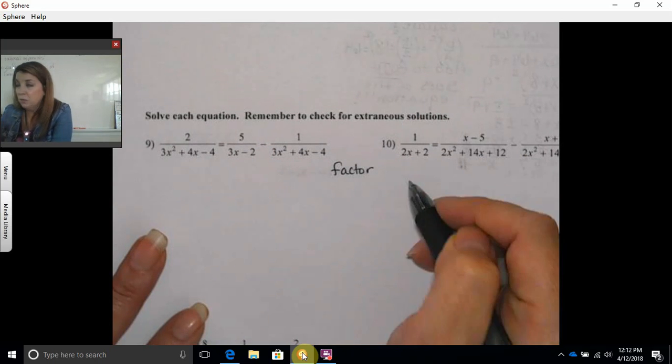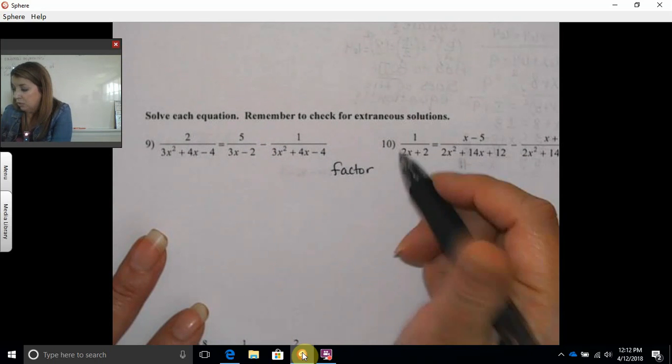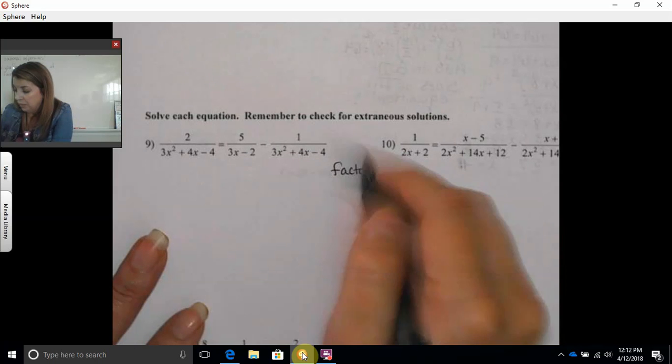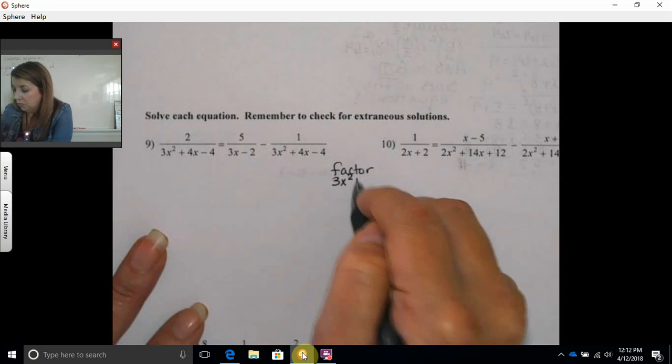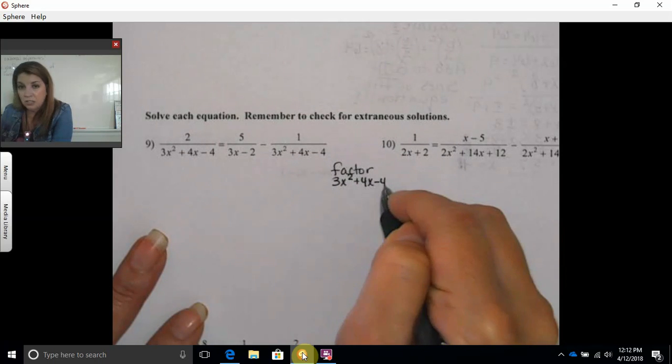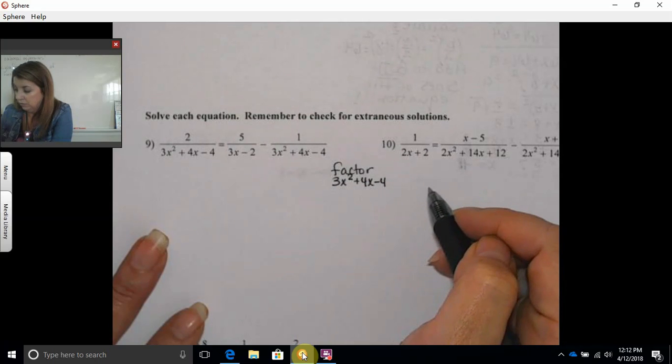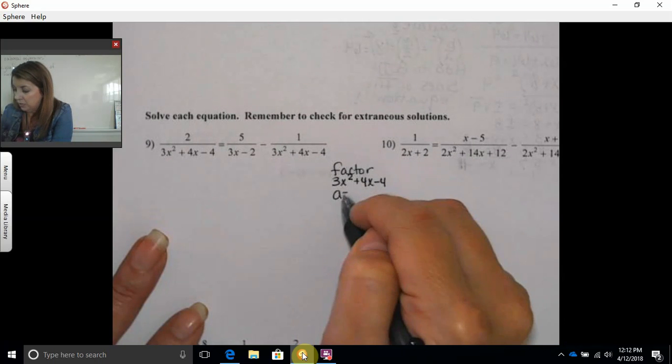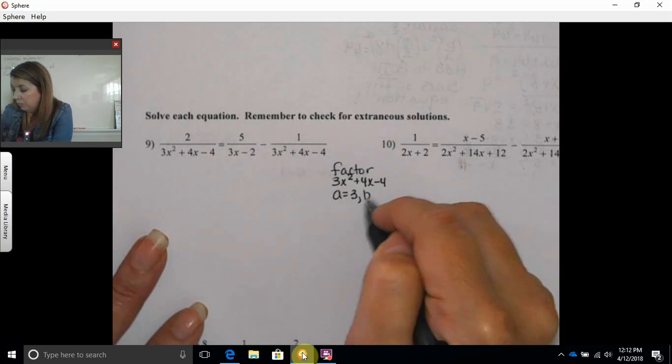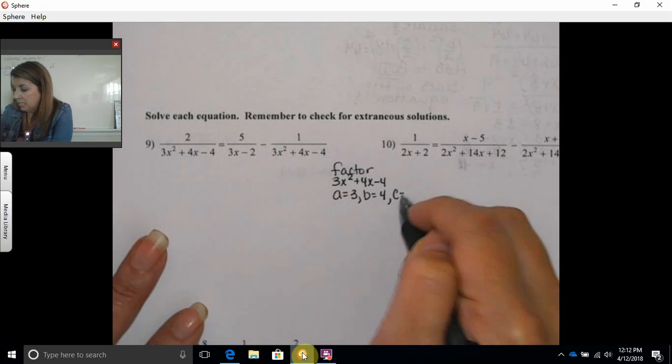And if you want to fit all this on your paper, you're going to have to write small. Factor 3x squared plus 4x minus 4. Is there a greatest common factor? Nope. So we know A is 3, B is 4, C is negative 4.